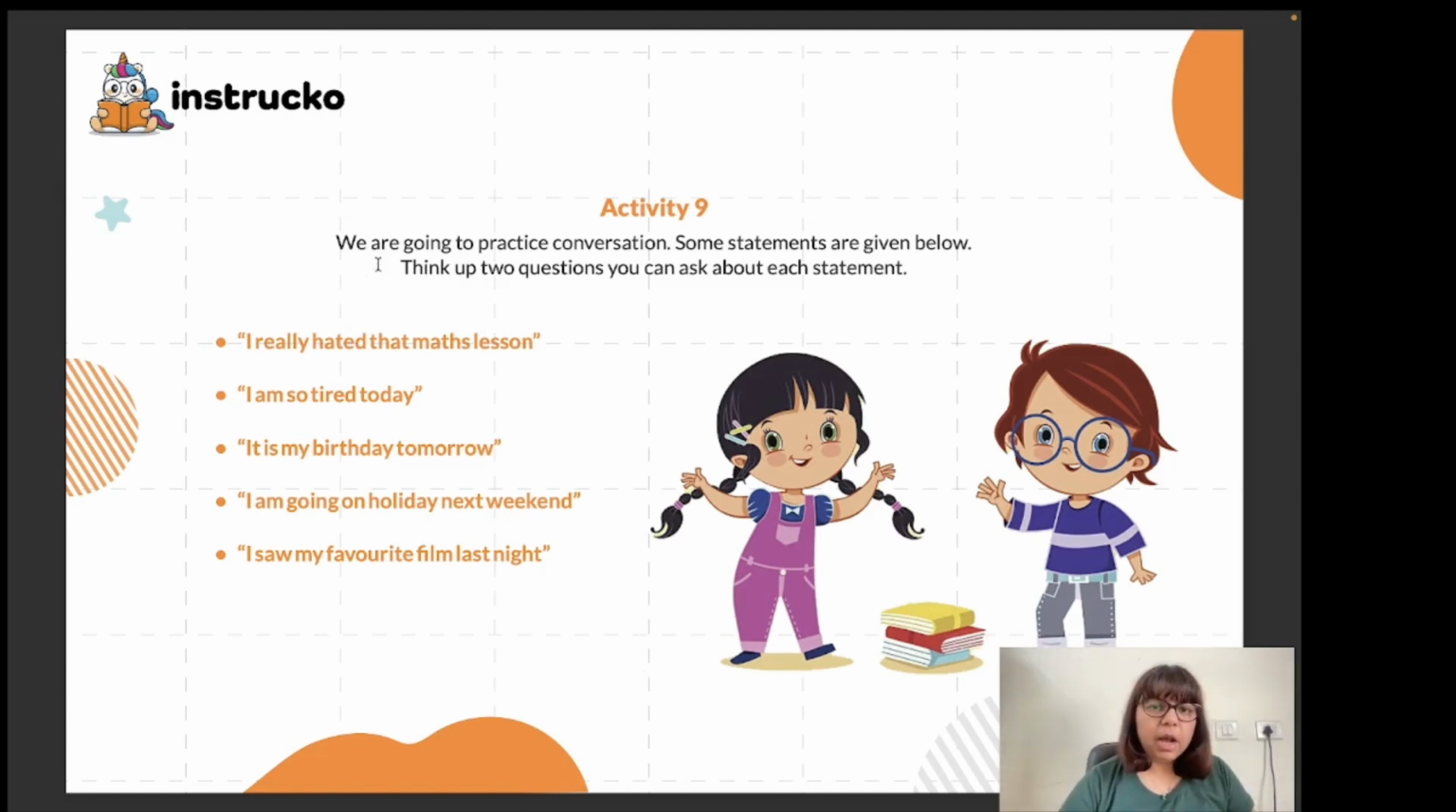Okay, now we are going to practice conversation. Some statements are given below. Think up 2 questions you can ask about each statement. "I really hated that maths lesson." Think of 2 things that you can say about this statement. Why did you not like the maths lesson? Was it too difficult? Was it too boring? Was it something that you've already learned? So these are questions that you can ask if someone says that they didn't like something that's being taught. You should try and get to the bottom of it.